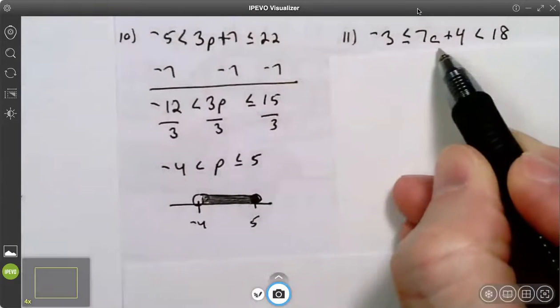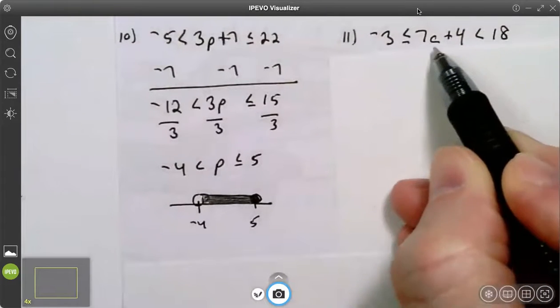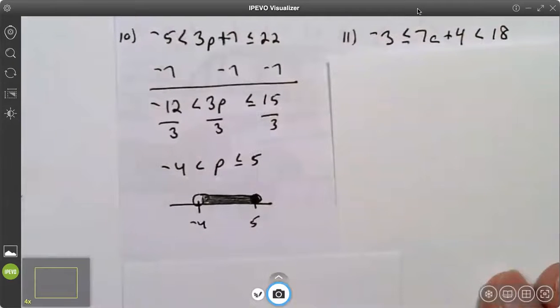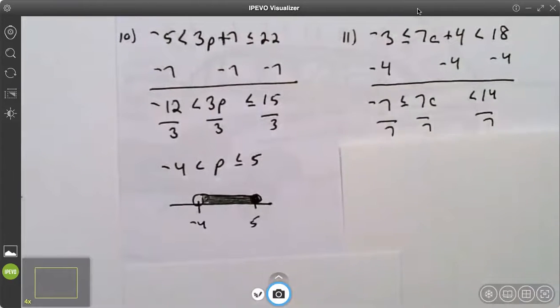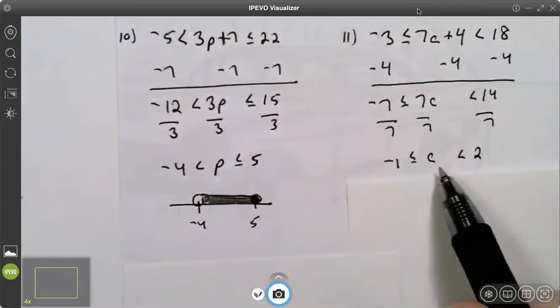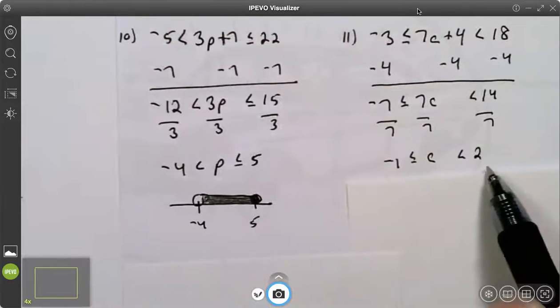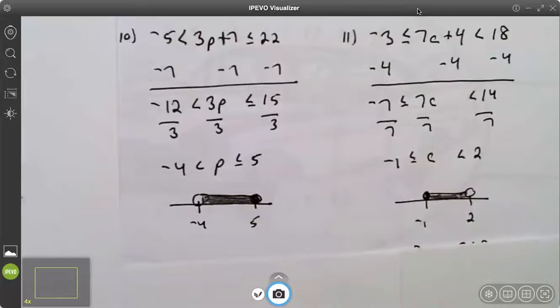So my C is in the middle. I have two things to get rid of, plus 4 and times 7. To get rid of plus 4, you subtract 4 to all 3 columns. To get rid of times 7, you divide 7 to all 3 columns. And your inequality is written the way it's supposed to be for an and, where your variable is in the middle, smaller numbers on the left, bigger numbers on the right. And here's our graph.